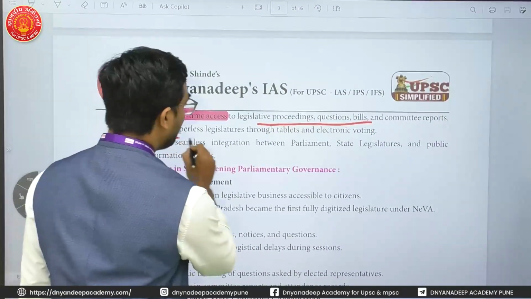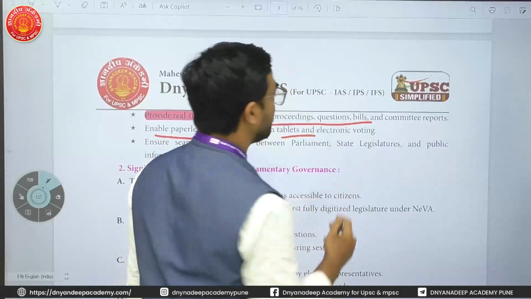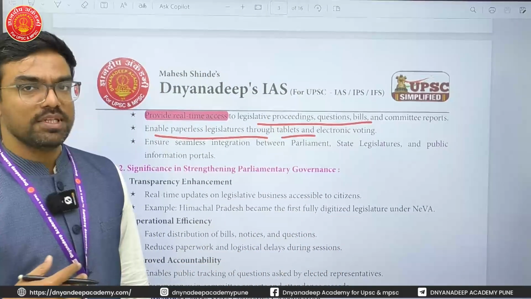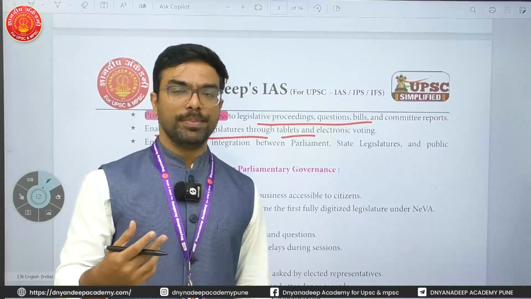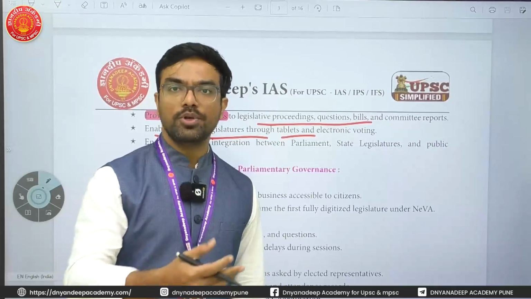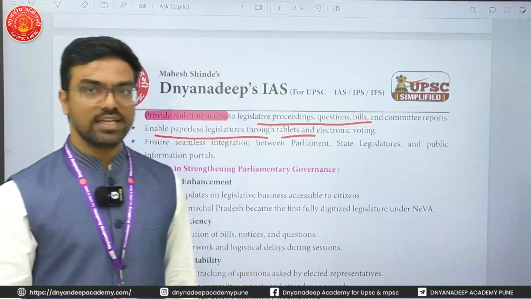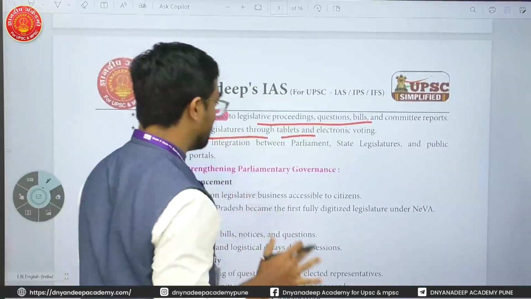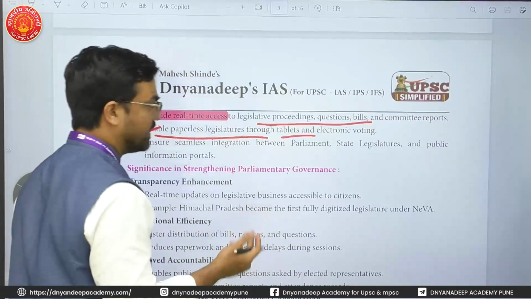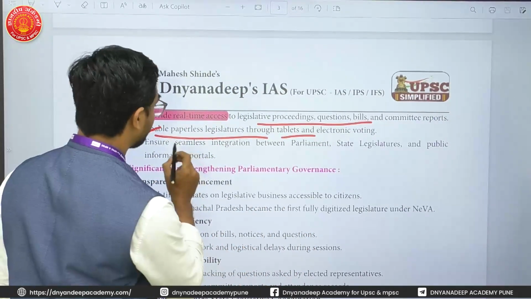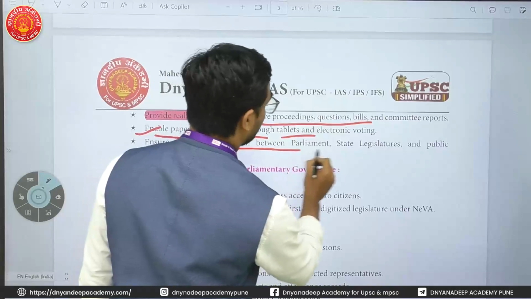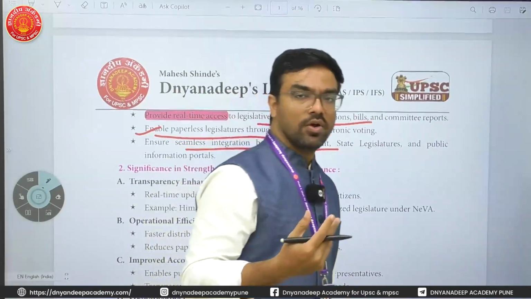Also, it enables paperless legislatures through tablets and electronic voting. Earlier, there was a need to print all the laws and distribute them to all the legislators. So now there are paperless legislatures through tablets and electronic voting. There is seamless integration between Parliament and state legislatures.